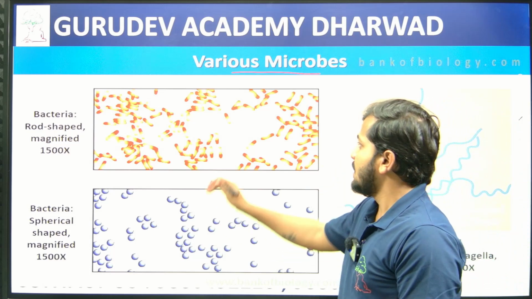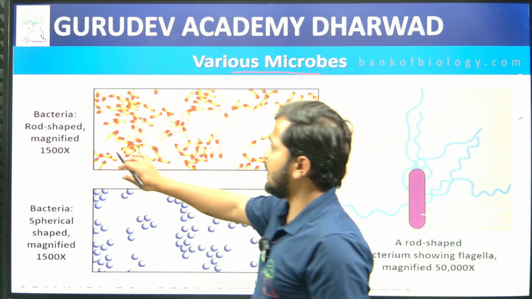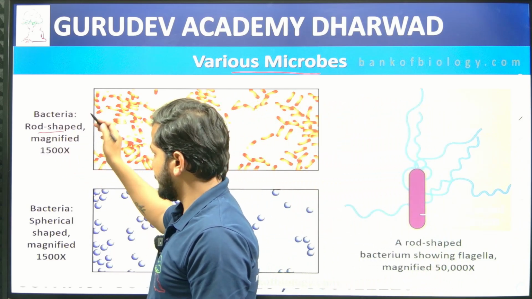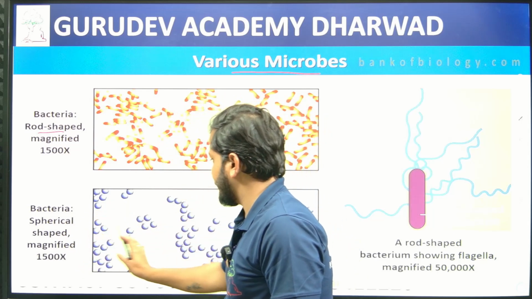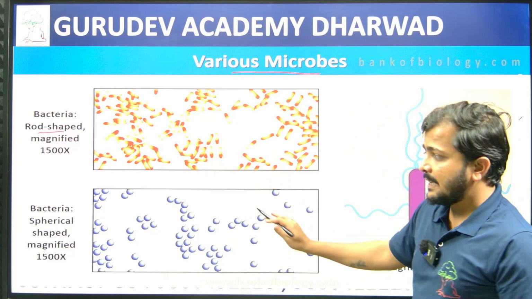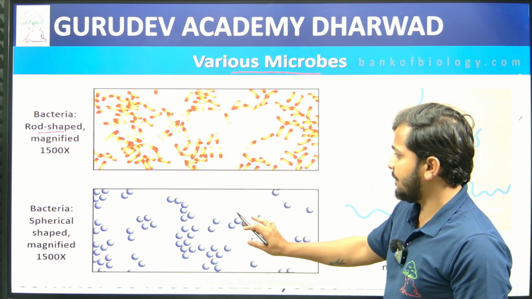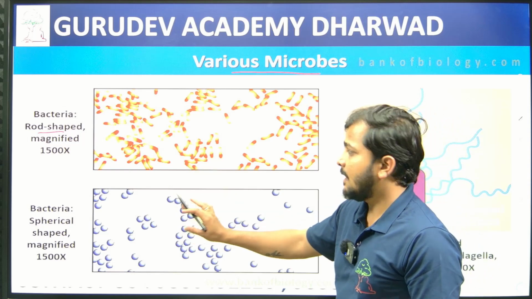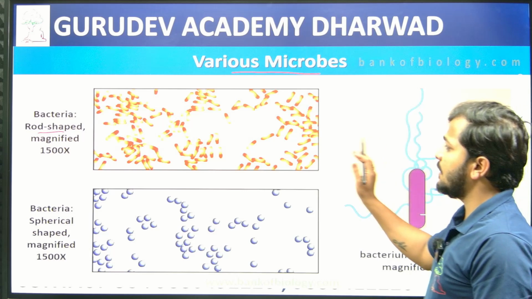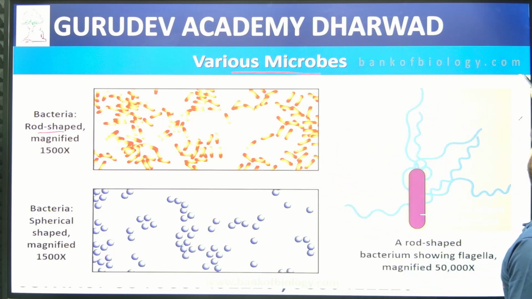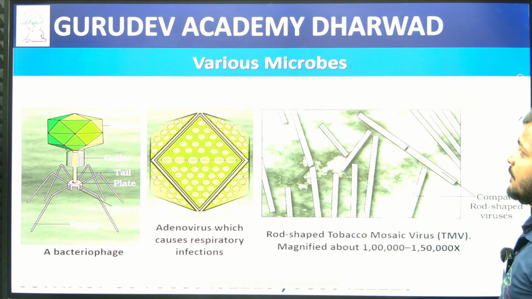Here they have shown bacteria with a rod shape, which we call bacillus. Then spherical shaped bacteria, which we call cocci, or spiral shaped bacteria. Spirillum has many flagella. So we are going to observe different types of bacteria with different shapes and sizes.